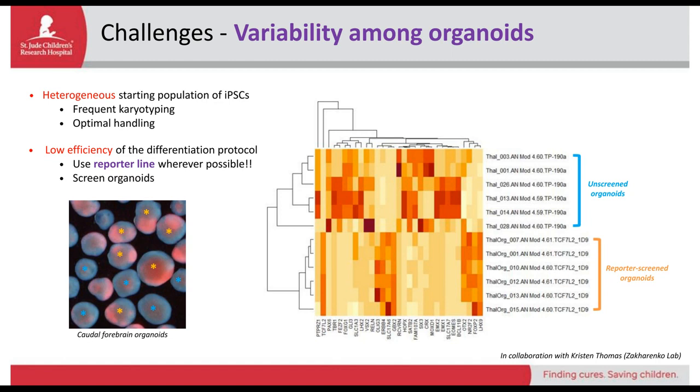Now, in this heat map, which is a subset of the RNA-seq data, we are looking at the expression of caudal forebrain genes and dorsal forebrain genes, and each row here represents a single organoid. And as you can see, if you look at the reporter screened organoids, they almost all look almost exactly similar, with a high expression of caudal forebrain genes and low expression of dorsal forebrain genes. But if you look at the unscreened organoids, not only do they have a completely different expression profile, the organoids also differ from each other quite a bit in terms of the level of expression of the different genes. So wherever possible, use a reporter line and use that to screen organoids before you start doing the bigger downstream experiments.